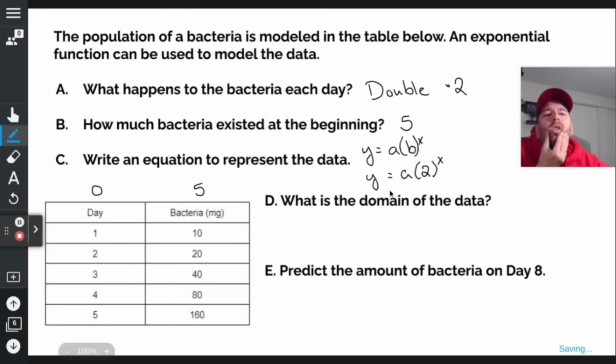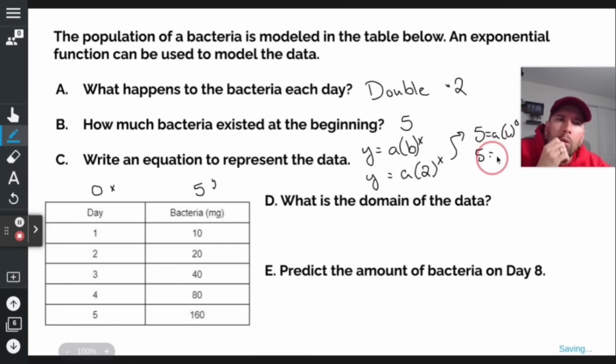How do you find a? Well, it would be really nice if I got rid of that 2 to the x. Oh, you know how I can get rid of that 2 to the x? If only x was 0. If x was 0, this would become 2 to the 0, and I know that 2 to the 0 is 1, so that would just make a all by itself. So if I plug in 0 and 5, I get 5 equals a times 2 to the 0, which means 5 equals a times 1, which means a is 5.